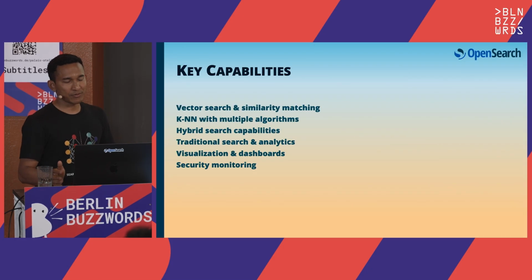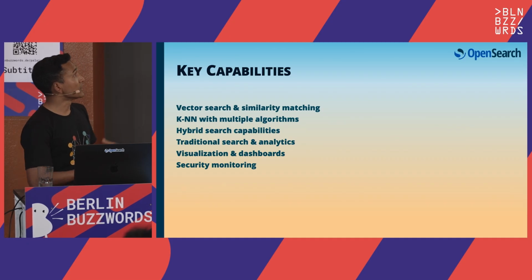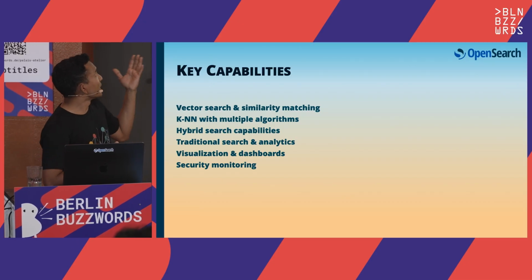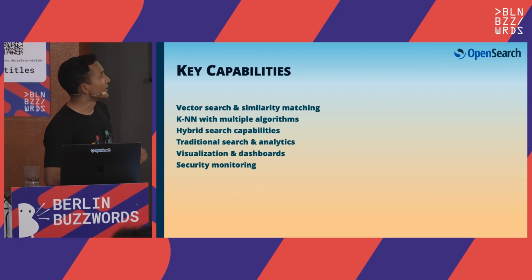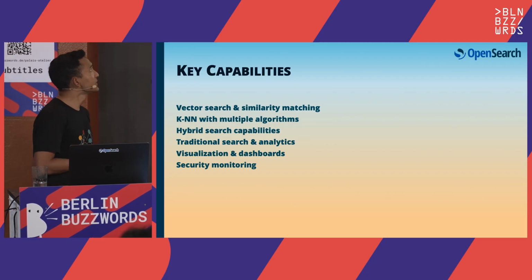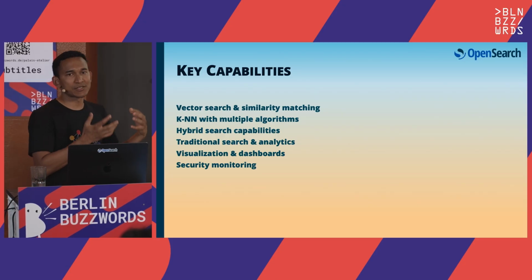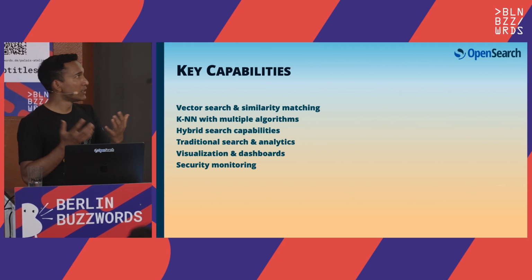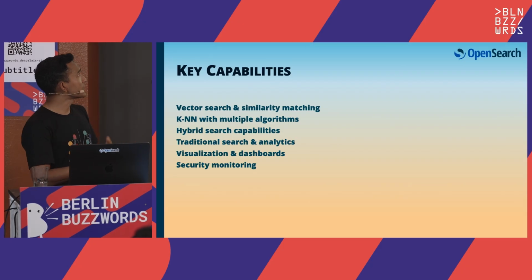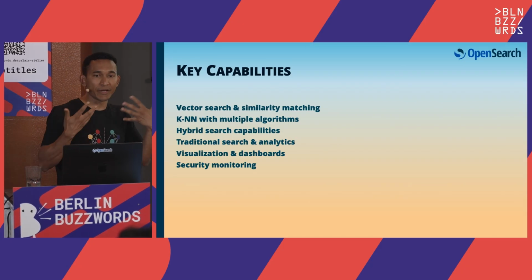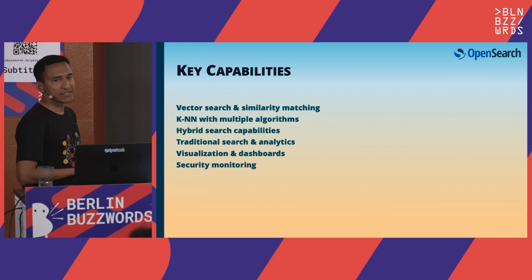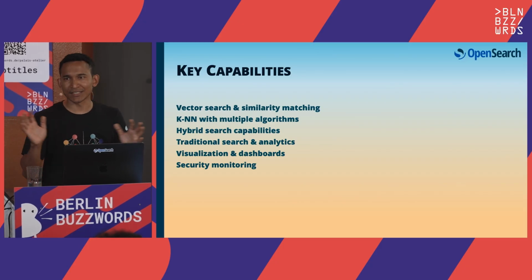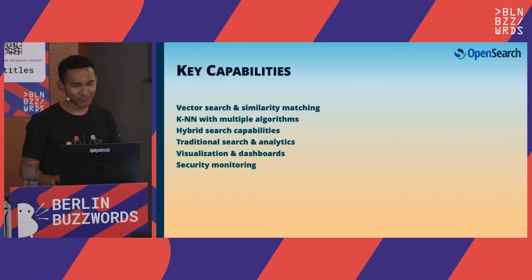And these are the main basic capabilities of OpenSearch, right now with growing ML capabilities. We can do vector search, similarity matching, and KNN with multiple algorithms. And hybrid search, because semantic search also falls short at some point. So we need to combine lexical search and neural search, so that we can combine these two to make better search results. And we also have the traditional search and analytics, visualizations, and security monitoring, which we mostly talked about in other talks, by our other members as well.